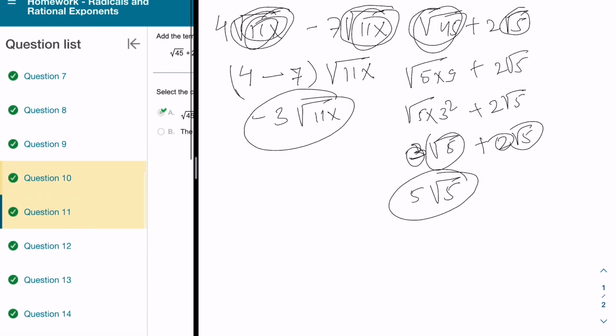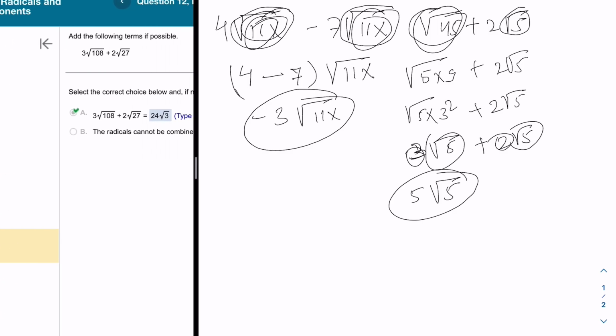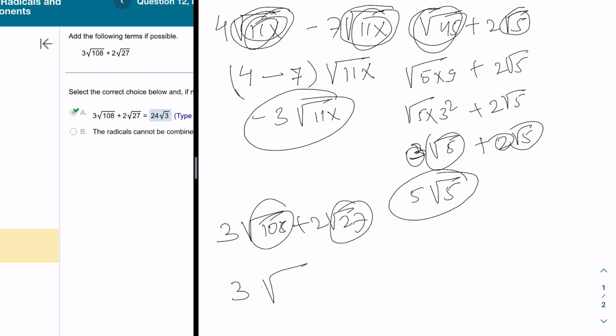Now let's move to question number 12. Question number 12 is also the same thing. Just put the calculator in your hand and do these things. So 27. Let's try to make these two like terms. What can we write? 108.